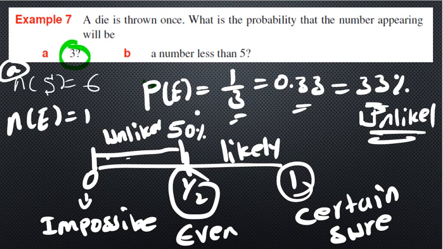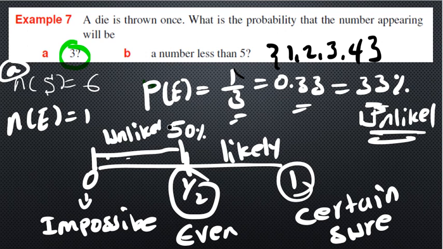What about the answer for B? It says a number less than 5. What are those numbers? The sample space will not be changed; the number of the sample space is 6. But a number less than 5, in case of throwing a die, is 1, 2, 3, and 4. We have 4 chances, so the probability of the event will be 4 over 6.